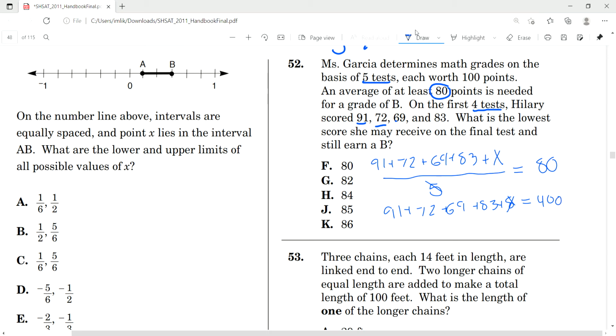We can combine like terms. I'll tell you right now that 91 plus 72 plus 69 plus 83 is going to equal 315. Once we have 315, we must subtract it from 400. 400 minus 315 is going to give us 85. That means that x equals 85. This is fairly simple. You should know how to solve for an x. So her final score has to be an 85, which is J.